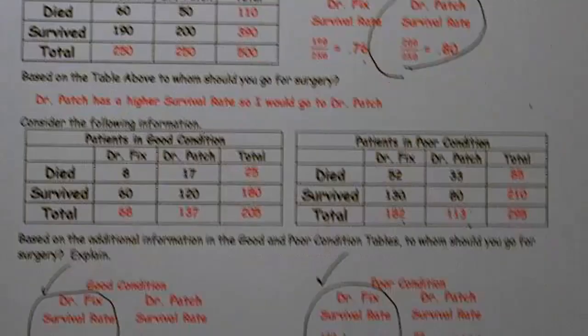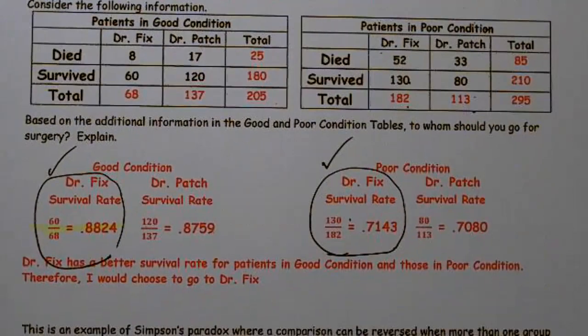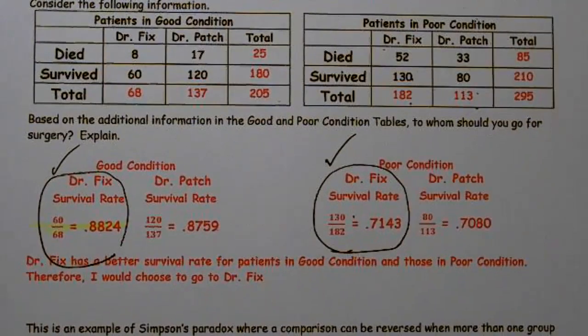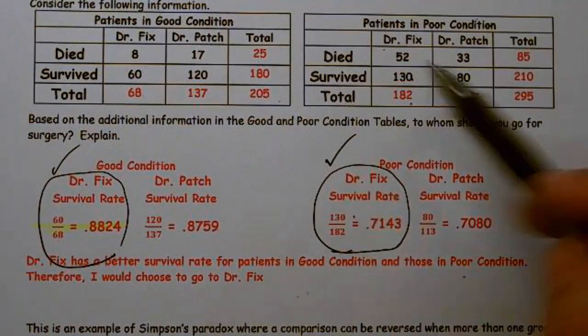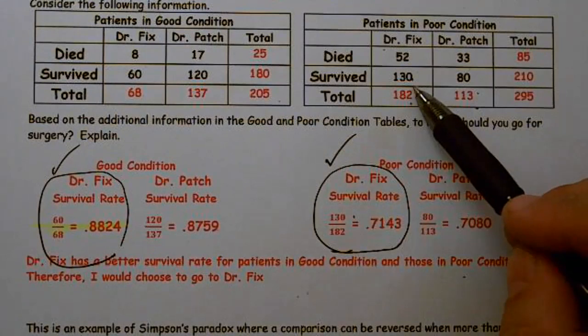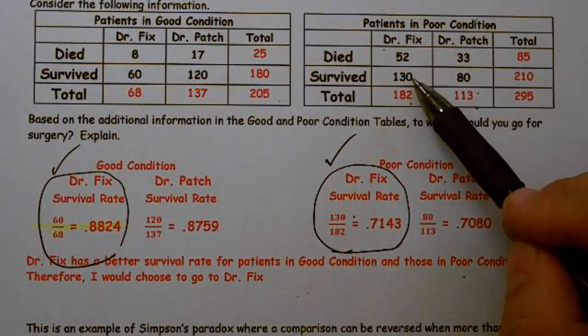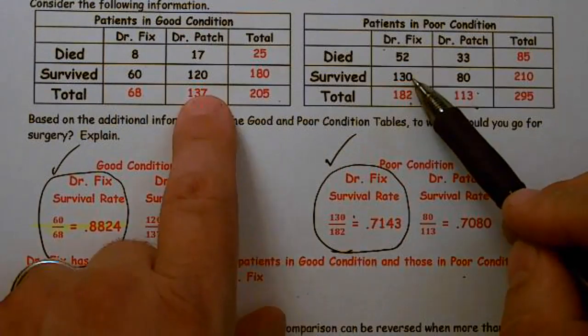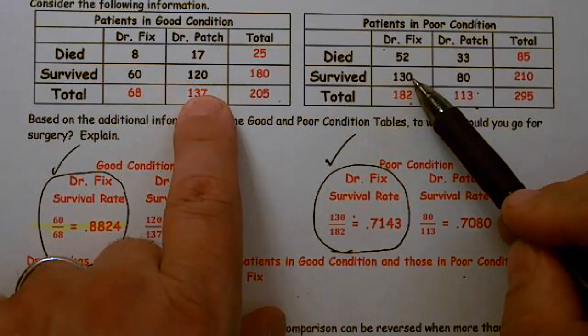So what happened? Why did this happen? Because Dr. Fix has a better survival rate for patients in good condition and those in poor condition. Well, the reason is, look how many patients Dr. Fix has in poor condition. Dr. Patch has lots of good condition, Dr. Fix has a lot of poor condition.